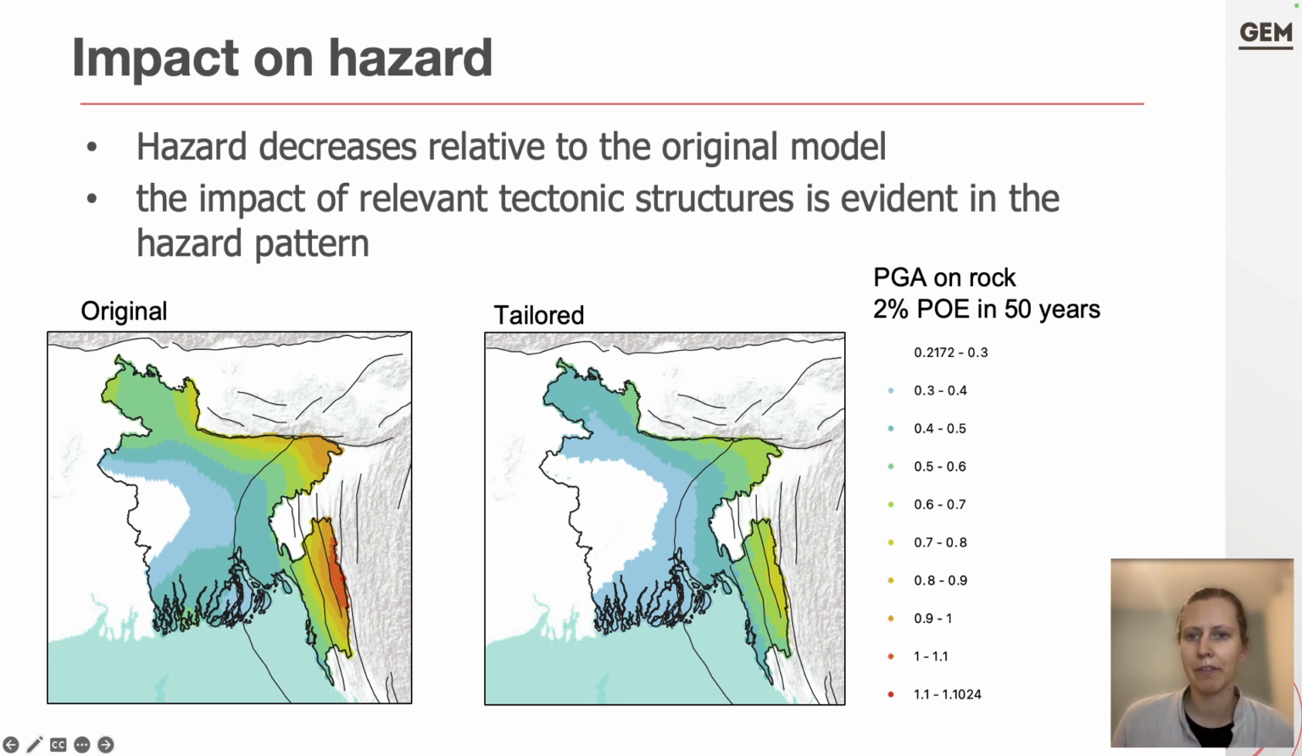Putting this all together, here we see 2 hazard maps that compare the original hazard, PGA on rock with 2% probability of exceedance in 50 years, to the final result for the tailored model. That one's shown on the right. So the main 2 outcomes here are that the hazard decreases relative to the original model, and the impact of the relative tectonic structures is still evident in the hazard pattern, especially in the southeast portion of the model.